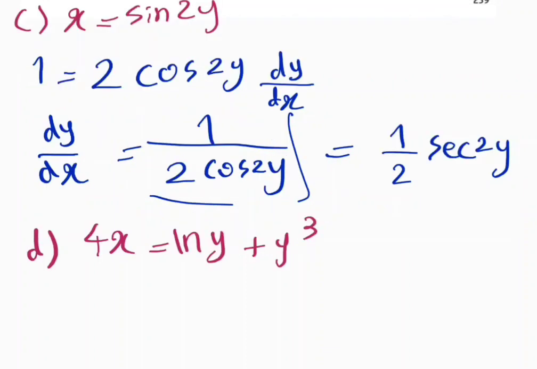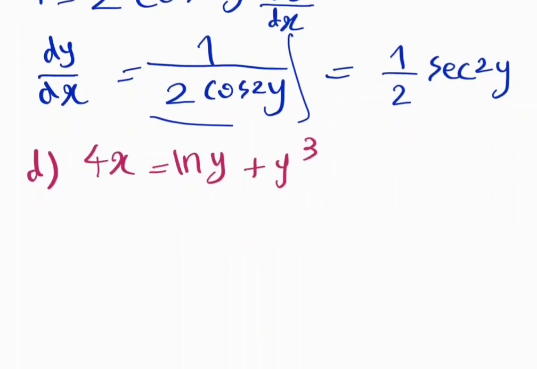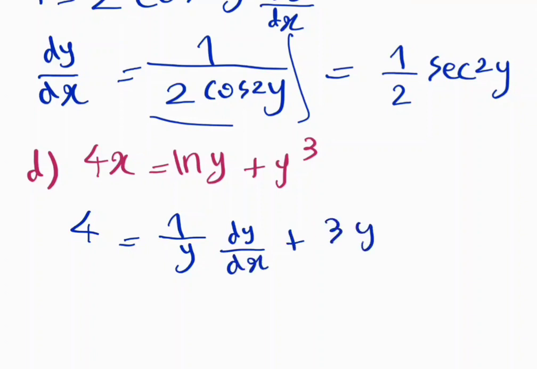And the last one for today: 4x is equal to the natural log of y plus y cubed. Again, we need to differentiate each term with respect to x. So 4x differentiates to 4, ln y differentiates to 1 over y dy by dx, and y cubed differentiates to 3y squared dy by dx.